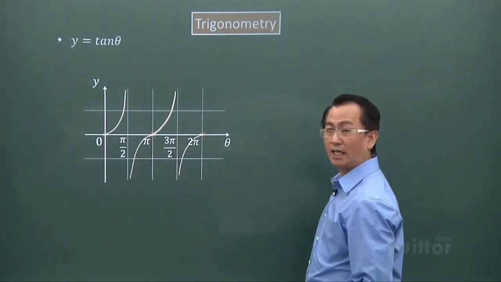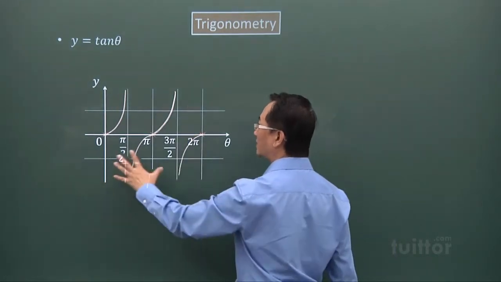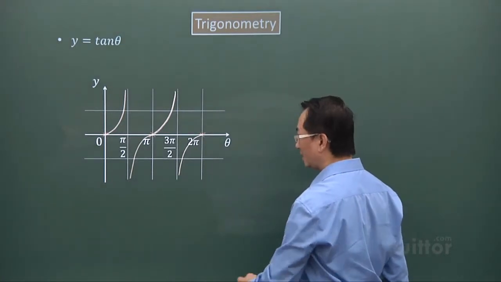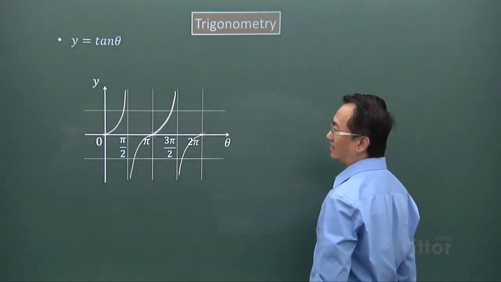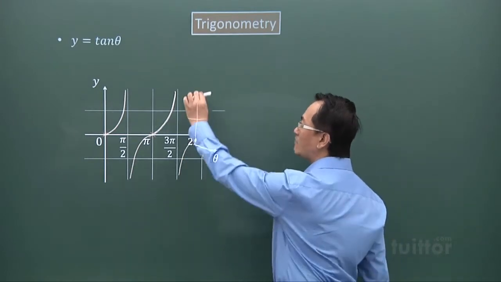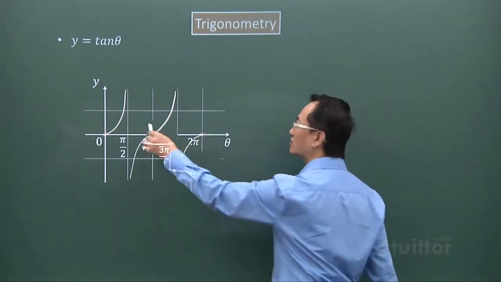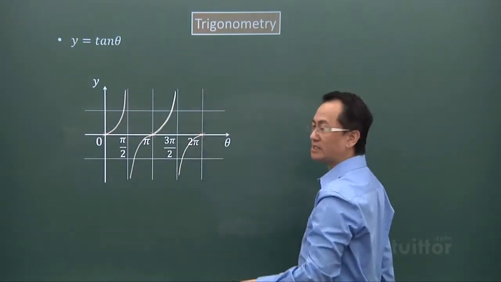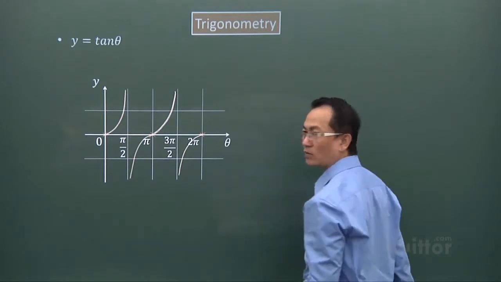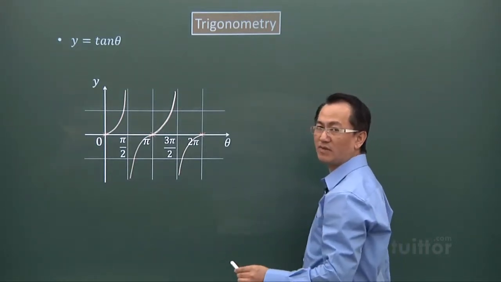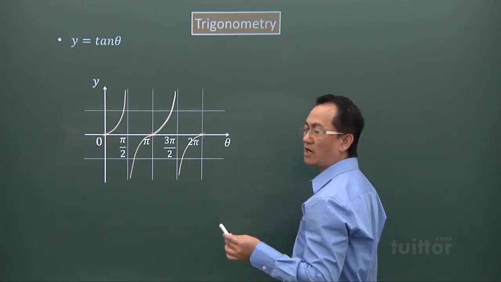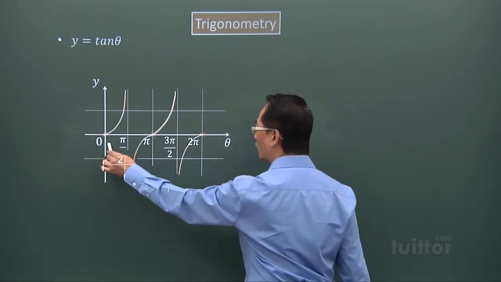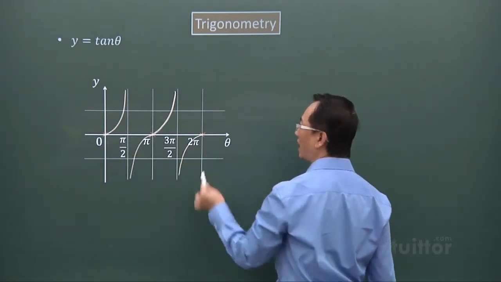So, the graph of tangent theta looks like that. Over here, you will have noticed that there is no limit for the y values. This curve stretches all the way infinitely upwards, and this part infinitely downwards. So there is no limit for the range, but still the domain is from 0 to 2 pi.